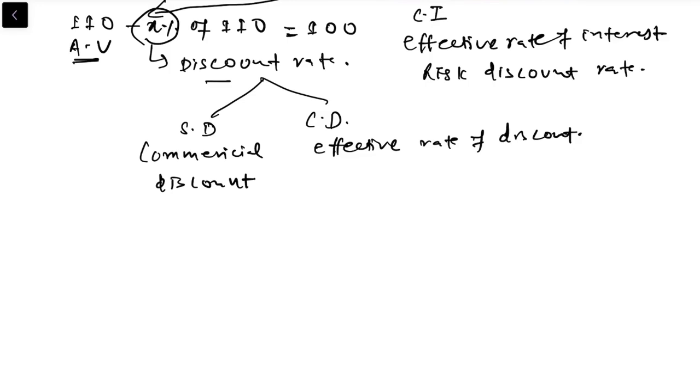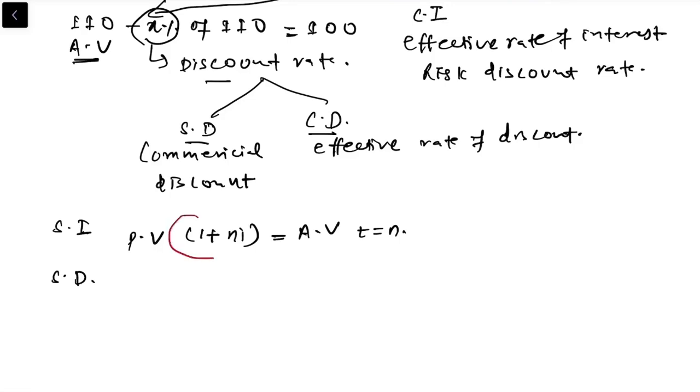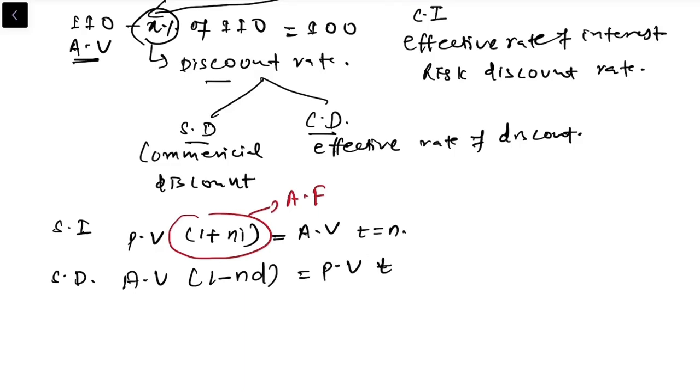Now let's look at the discounting factor for simple discount and compound discount, and let's compare with the accumulation factor of simple interest and compound interest. So in simple interest, when present value is multiplied by 1 plus ni, you get accumulated value at t equals n, right? So this is the accumulation factor. Now in simple discount, when accumulated value is multiplied by 1 minus nd, you will get present value at t equals 0. So this is the discounting factor.